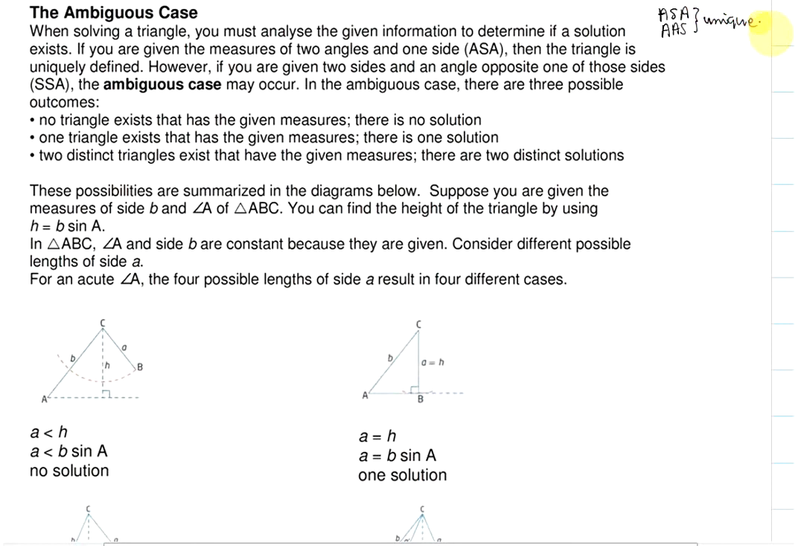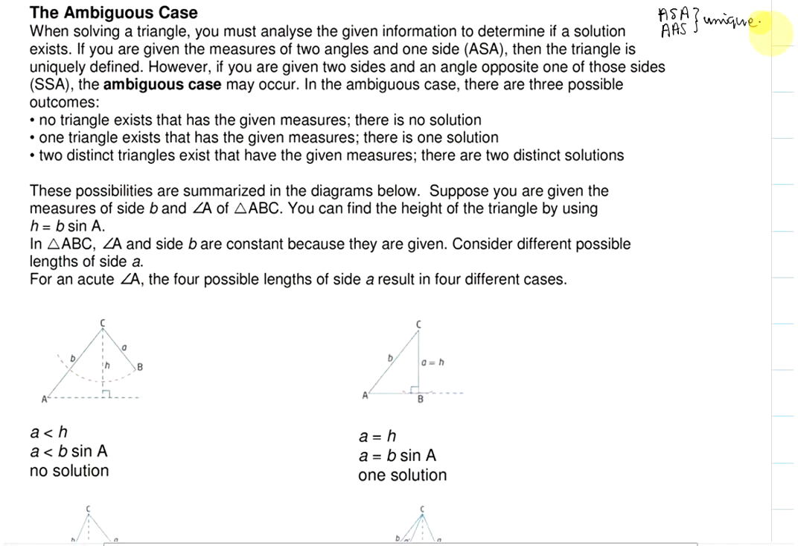However, if you are given two sides and an angle opposite one of those sides, so you have side, side, angle, the ambiguous case may occur. And in the ambiguous case, there are three possible outcomes. You can have a situation where no triangle exists that has the given measures, therefore there is no solution. You can have a situation where there is one triangle that exists that has the given measures, so you have one solution. Or a situation where you have two distinct triangles that exist with the given measures, and therefore you have two distinct solutions. These possibilities are summarized in the diagrams below.